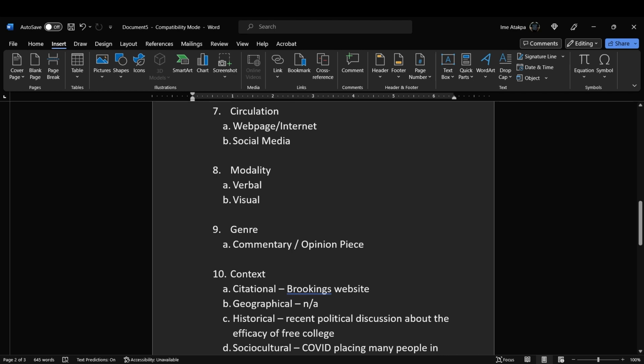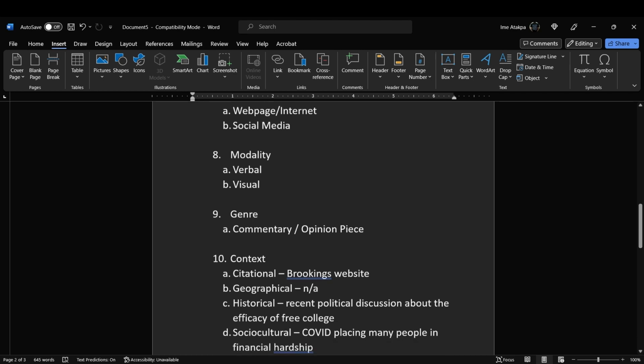Genre, this was given to me on the article as commentary, but I would probably list this as opinion piece instead, so I just did both of those. If you don't know a specific word for a genre, then it can be okay to put a term or a phrase in that explains what that genre is.